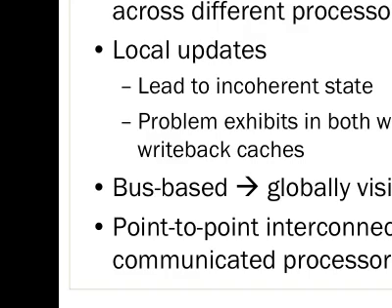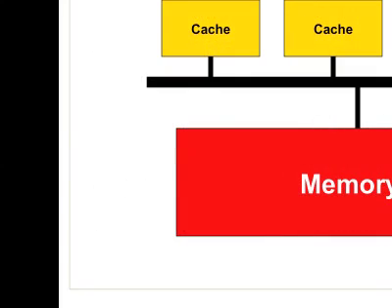For point-to-point interconnect, the transaction on the bus is only visible to the communicating processor nodes. So whichever communication pair is sending data through the point-to-point interconnection, only that pair can see it. It's visible. Let's look at the next slide.